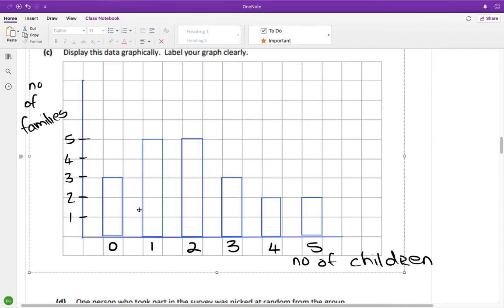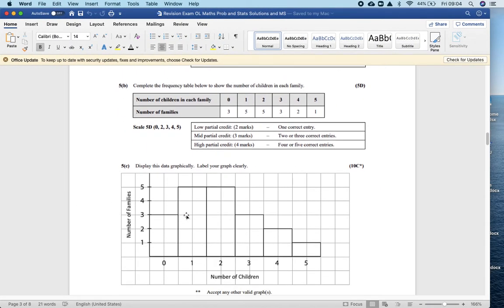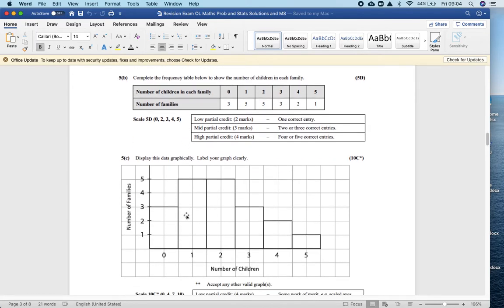Okay, so my bars are all the same width. There's a gap, and it's the same gap in between every bar. I have labels on my axis. This is the number of children, this is the number of families. I think their bar chart is obviously, oh my god, this is really bad. Anyway, they don't have their gaps, so that's wrong, and obviously their 5 is wrong.